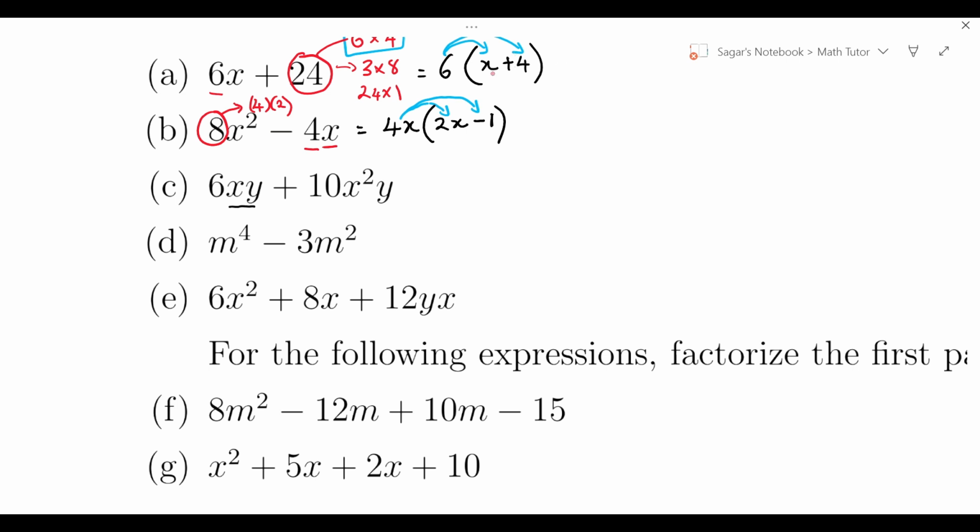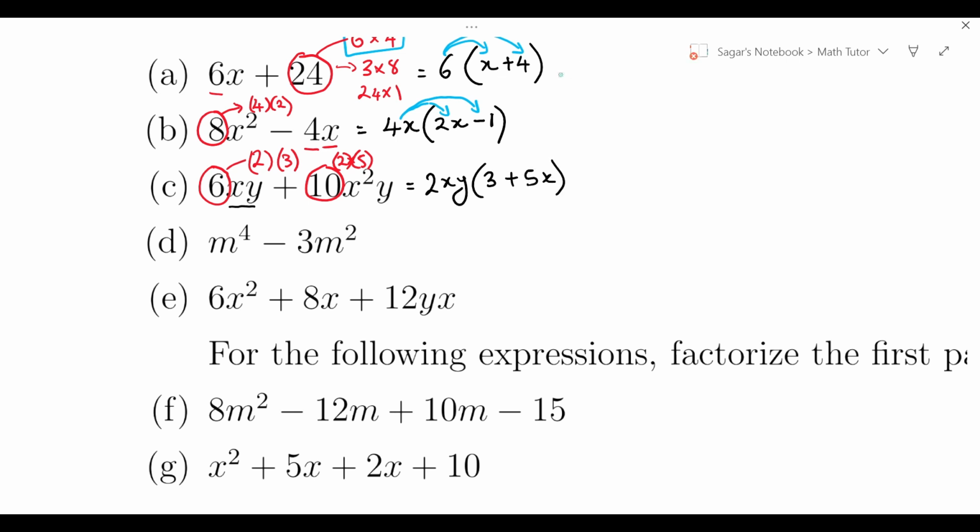with regards to the coefficients, I think 2 is the most likely factor. 2 multiplied by 3 is 6. 2 multiplied by 5 is 10. Let's factor that. So 2xy, open brackets, 3 plus 5x.